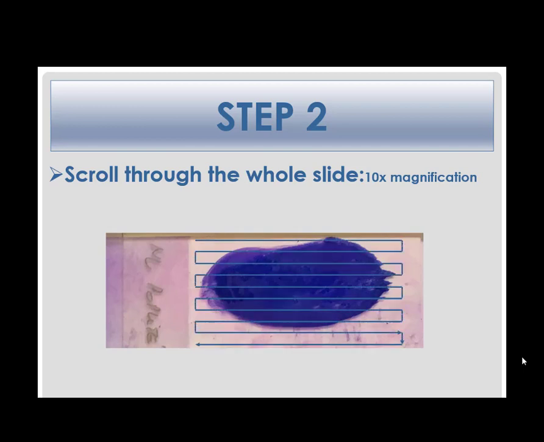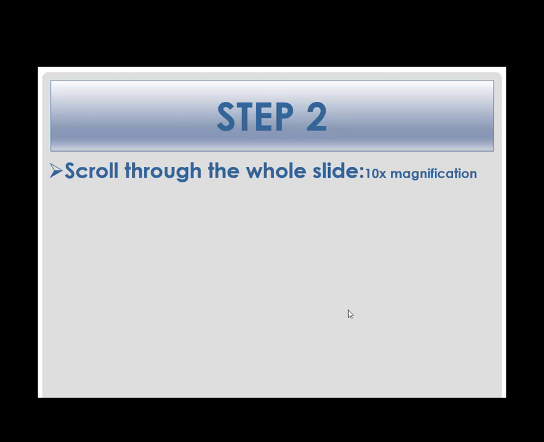The second step is to look at the slide systematically under the 10 times magnification. To do this, you start in one corner of the slide, and then, in a systematic fashion, you will go backwards and forwards through the slide in a manner that prevents you missing any part of it. What should you have in mind when you're scanning through your slide? The first thing is to evaluate your stain. If you find it is inadequate, you can restain it.